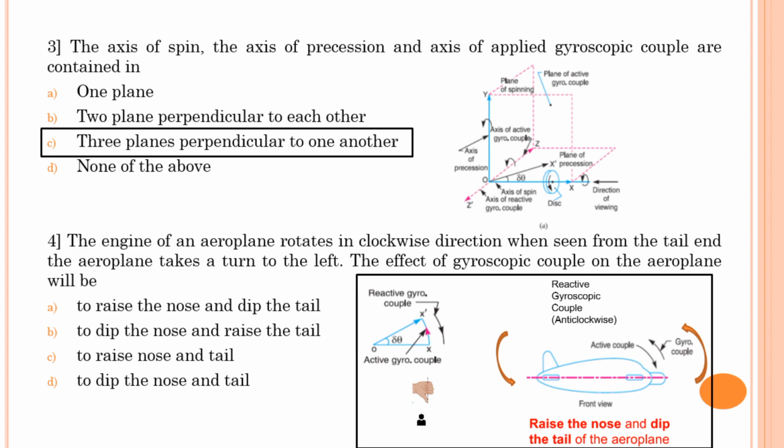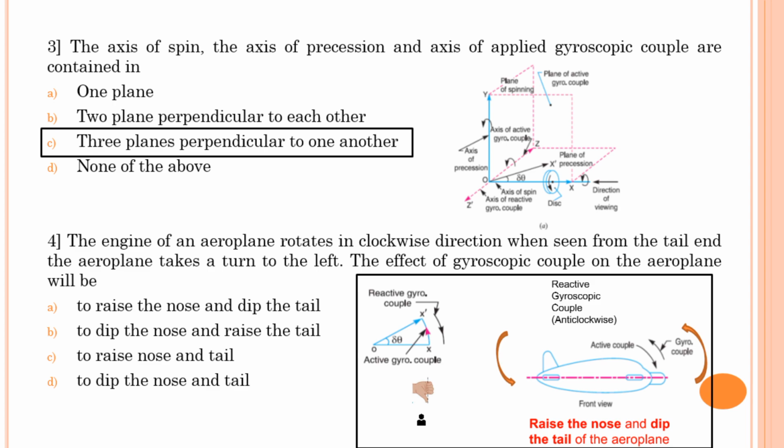Consider that you are at the bottommost position and the reactive gyroscopic couple is moving towards you. Then take the thumb of your right hand towards you, and the fingers represent the direction of the reactive gyroscopic couple. The fingers of the right hand will be in the anti-clockwise direction. Put this anti-clockwise effect on the front view of that aeroplane. Remember, in the front view, the nose is raising and the tail is dipping due to that reactive gyroscopic couple.